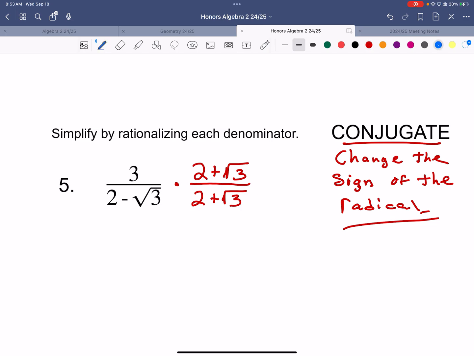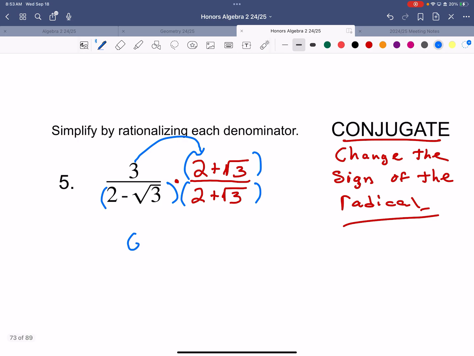So now, these are all thought of as groupings. So these become a little bit more difficult. Because now we have to distribute 3 times 2, and you can write now. 3 times 2 is 6, plus 3 times radical 3, which is 3 radical 3.